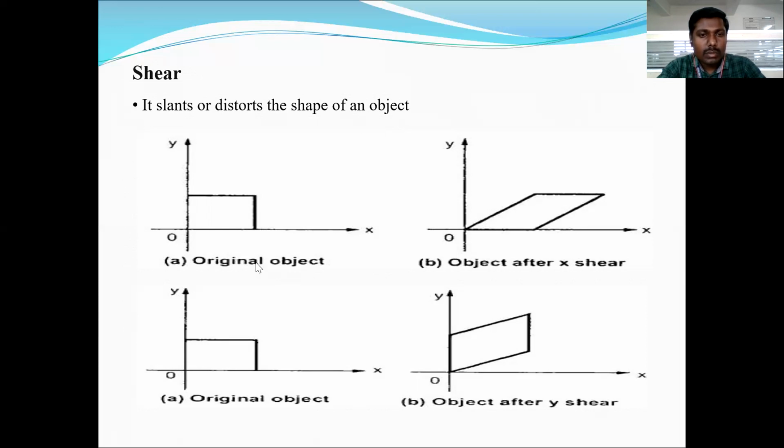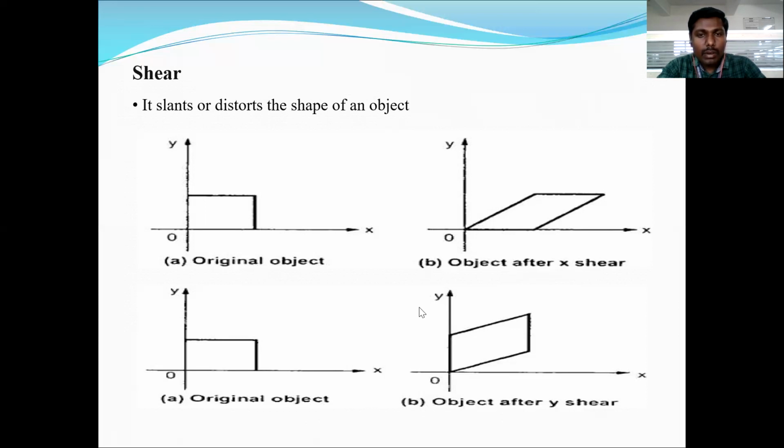So see this, consider this original object. If you are doing the shearing transformation in the X axis, what will happen is you will get an image like this. Considering this original object, in the Y shearing transformation, what will happen is you will get the shearing transformation in the Y axis.